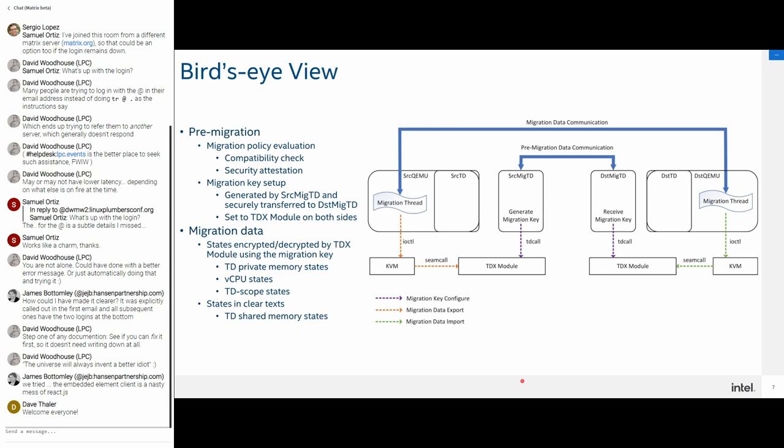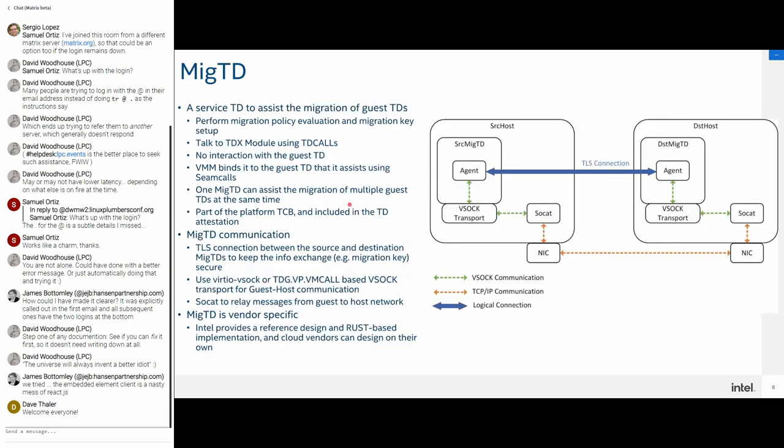So we can have a check on more details of MicroTD, and I will have some deep dive discussion about MicroTD today. For MicroTD, it's a service TD, as I mentioned, and it performs the basic job of migration policy evaluation and the migration key setup.